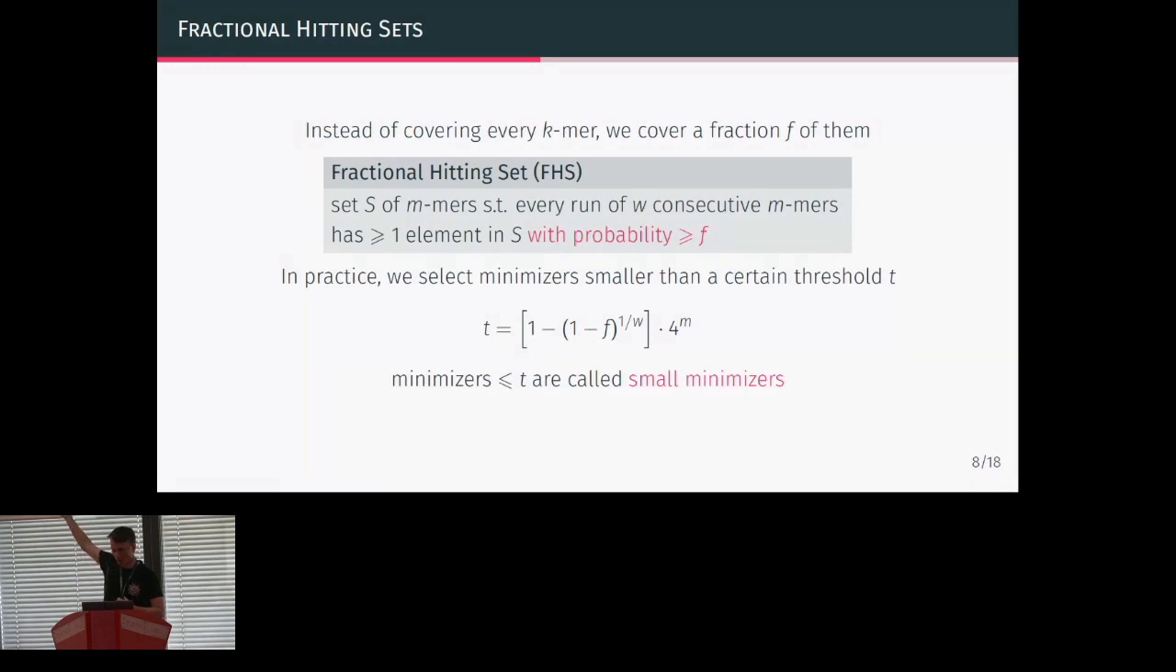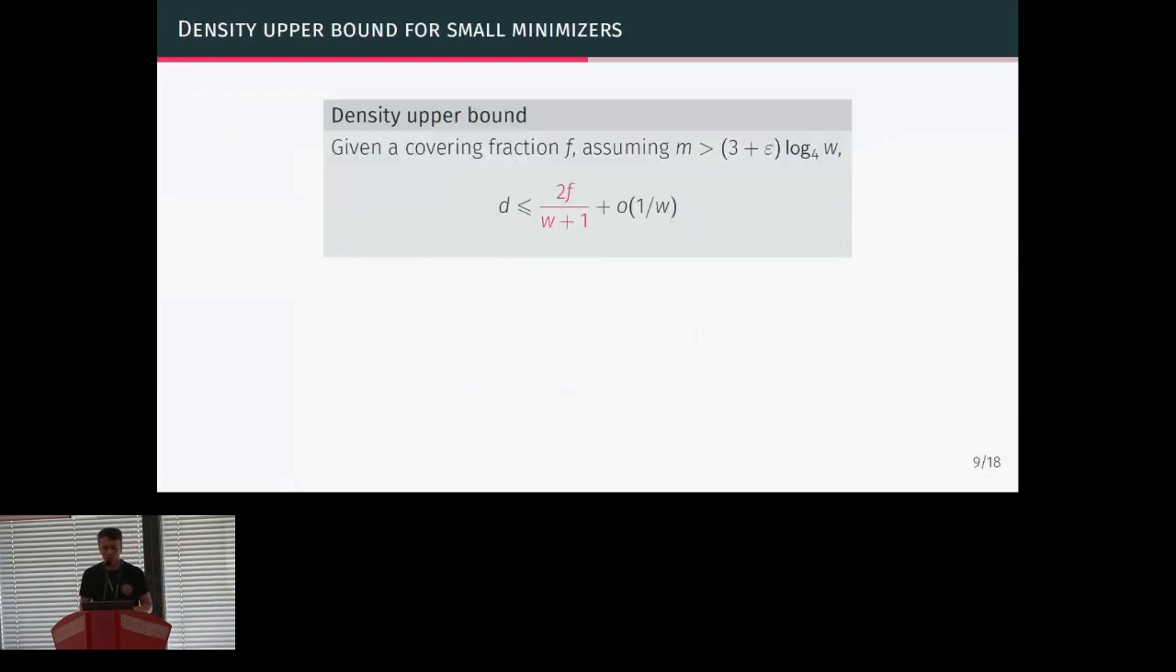And that goes back to the scaled size sketching, kind of. So you will select a fraction of the minimizers according to a threshold T. And if our minimizers are smaller than T, we call them small minimizers, and these are the minimizers that will be present in our output sketch. With that, we were able to calculate a density upper bound, which is here, and we are happy with it because when f equals 1, we go back to the random order expected density.